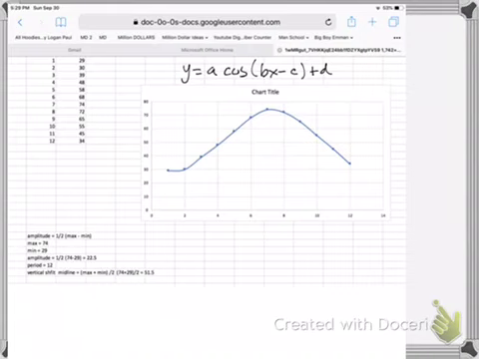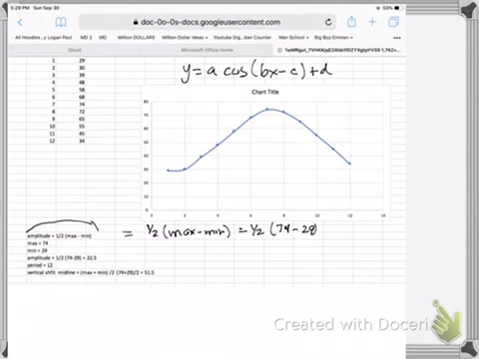So the first thing we're going to do is find the amplitude. The amplitude is 1/2 times the max minus the min. The max is 74. The min is 29. So make sure you actually do what I did, but it needs to be uploaded to Google Classroom so you can get credit for it. If you perform the calculation, you'll get 22.5. So that would be the amplitude.